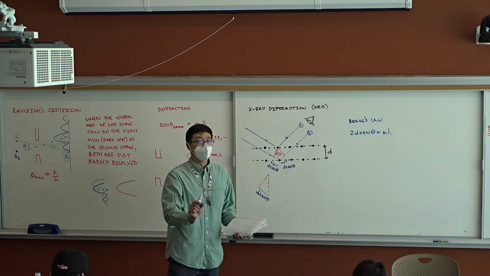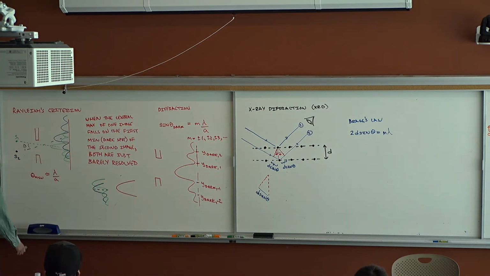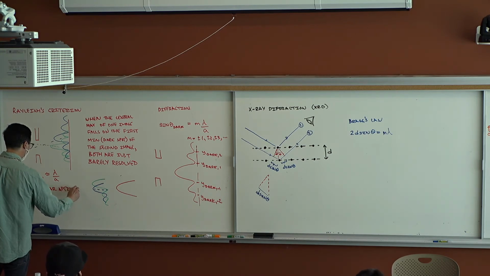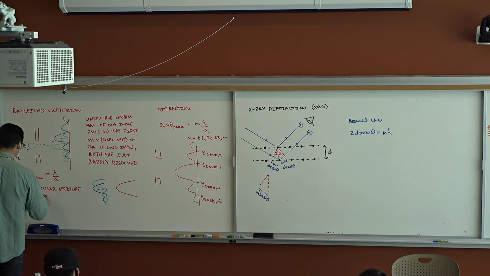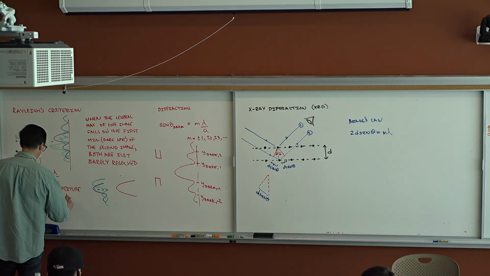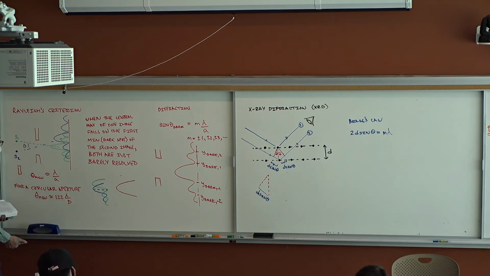That's for rectangular slits. If you have a circular aperture, instead of a rectangular slit like this, then theta min is about 1.22 times this instead, where d is diameter. Questions, comments, concerns?